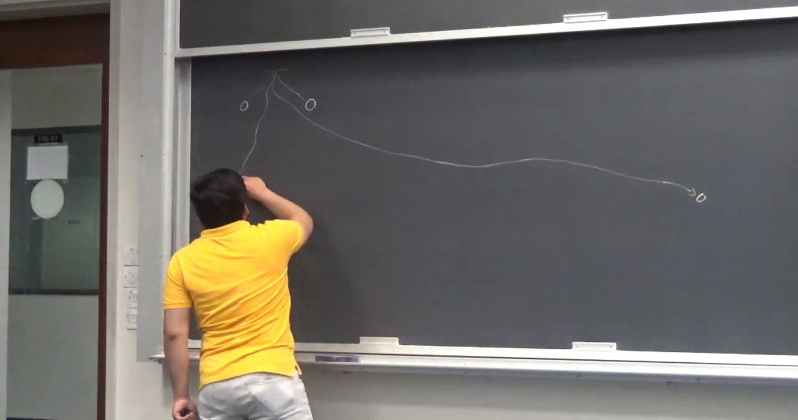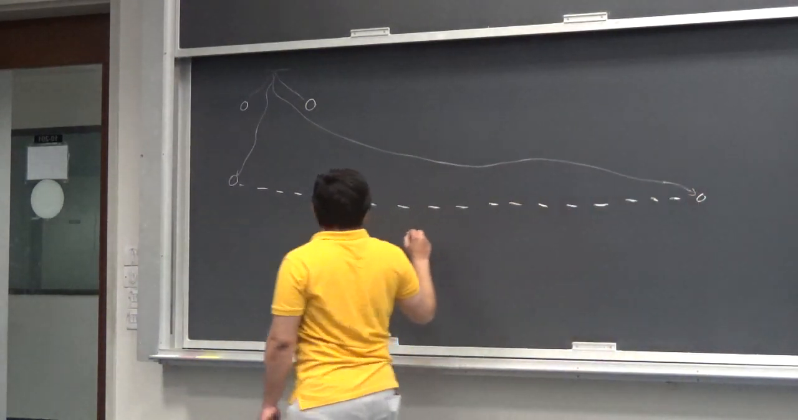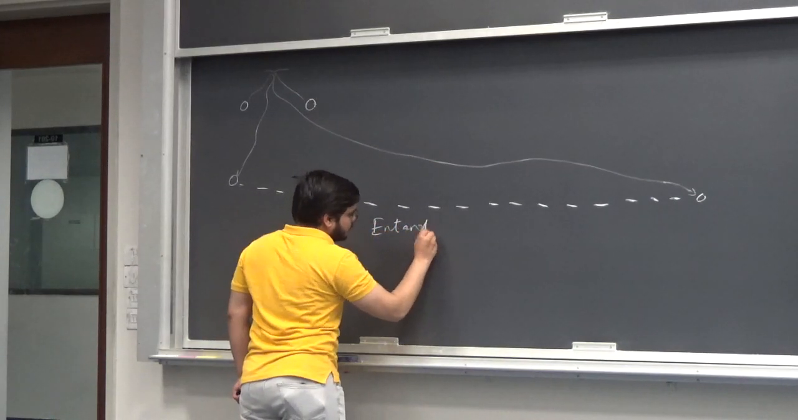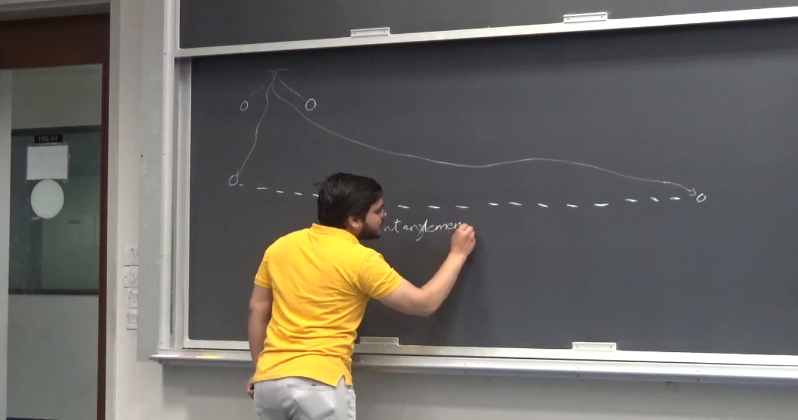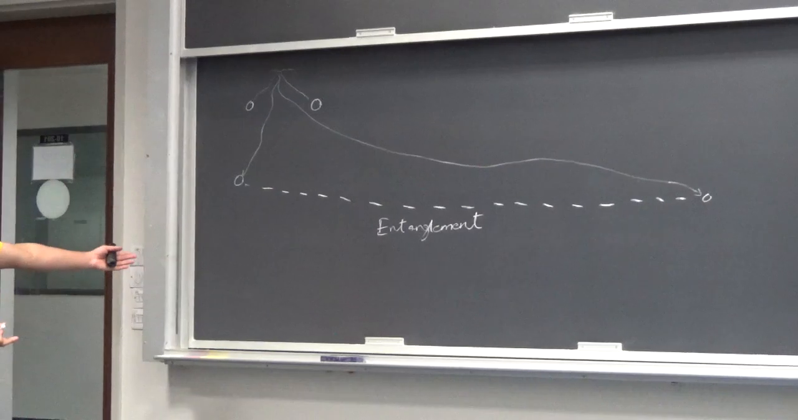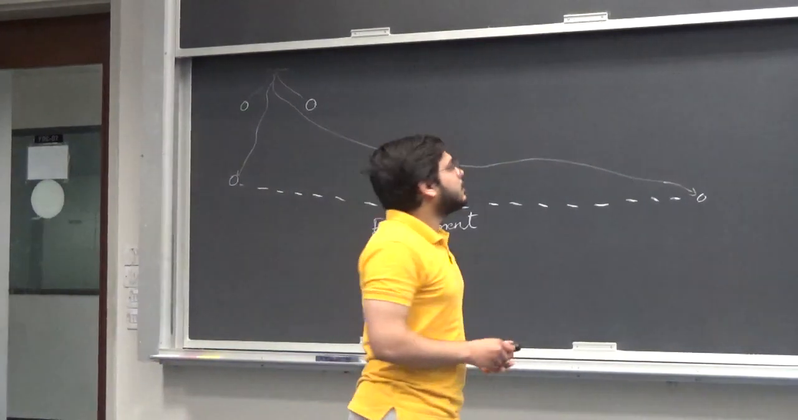So this bond, if I am to draw it here, this is entanglement. Right now I'm just giving you the physical, intuitive picture of how these things work. We will also come to the mathematical formulation of these things.